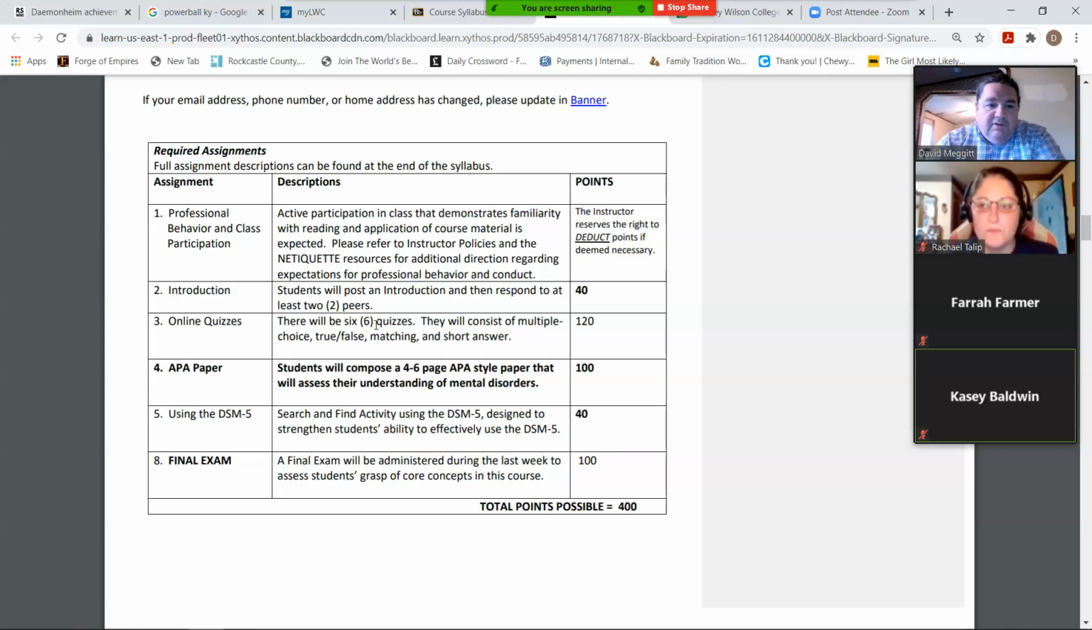So, professional behavior and class participation is not worth any points, but points may be deducted if there's poor professional behavior and class participation. So, you want to make sure that you're maintaining those things. I've never ever had to deduct points, so I don't think that's usually an issue.